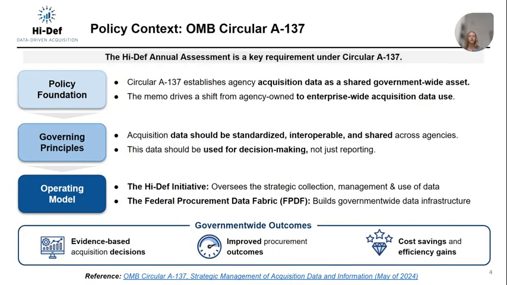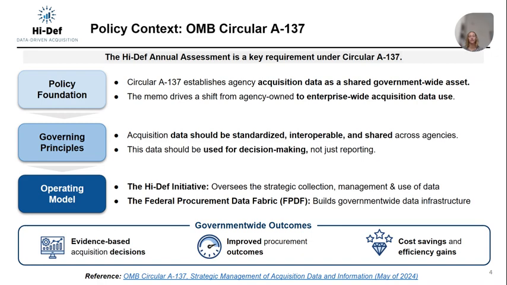So Circular A137, which is titled The Strategic Management of Acquisition Data and Information, provides the policy authority for the High Def Annual Assessment. It was released in May of 2024, and the circular establishes agency acquisition data as a shared government-wide asset, driving a shift from agency-owned to enterprise-wide data use. This means that the data must be standardized, interoperable, and most importantly, shared across agencies and used for decision-making, not just reporting.